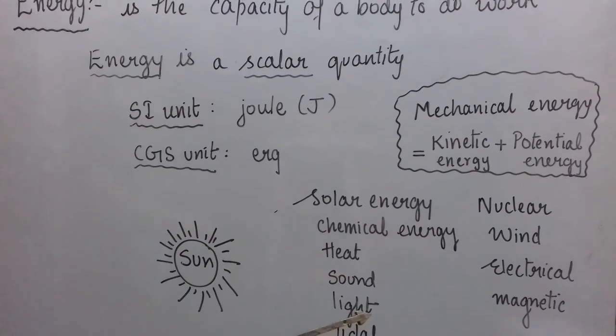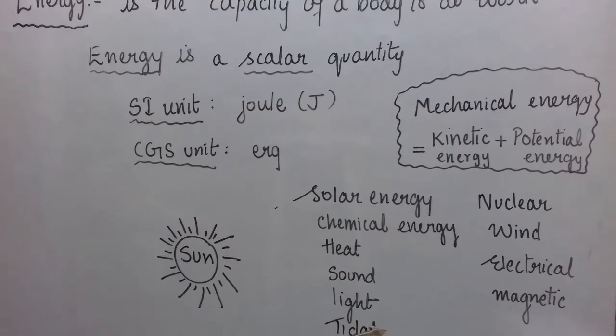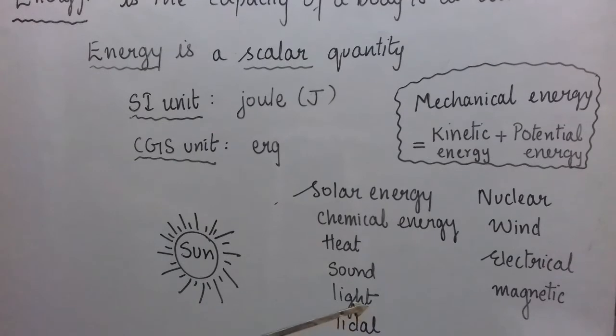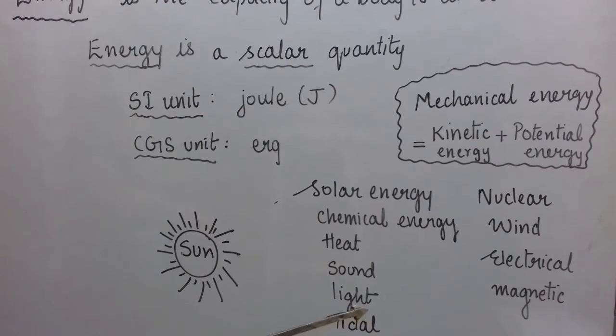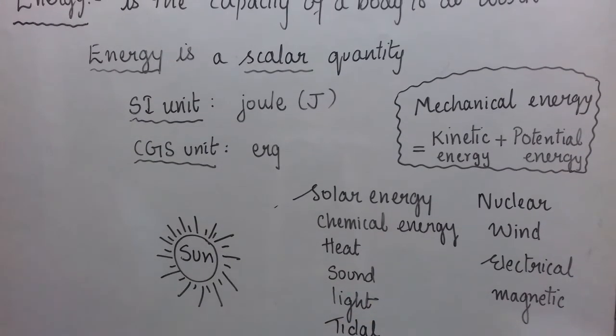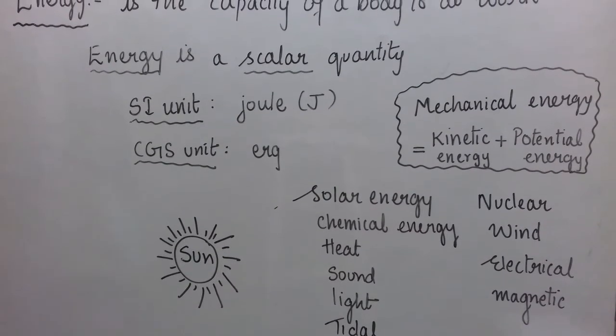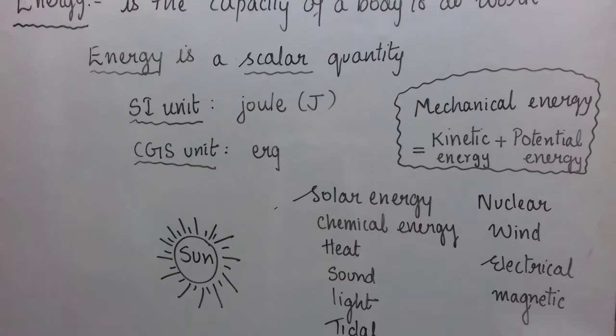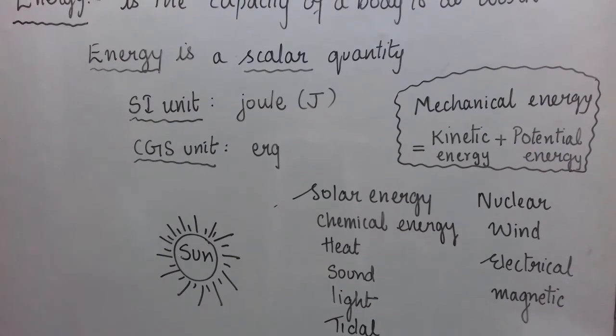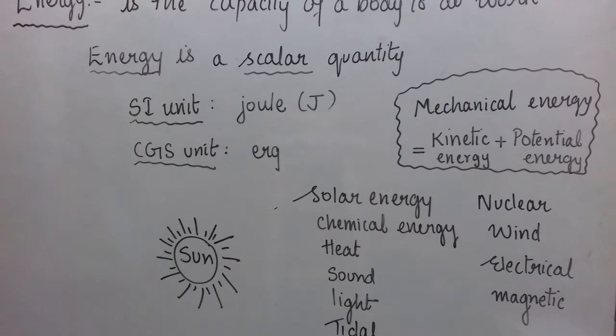Magnetic energy, we know that magnets can attract magnetic substances. So because of the energy only they are able to attract. So there exist many other sources of energy also. Now, obviously this energy is used to do certain work.